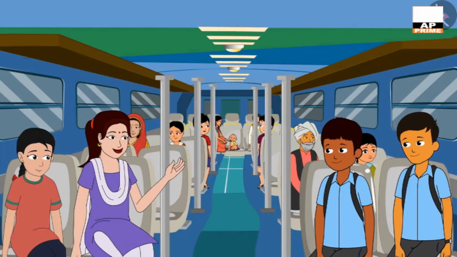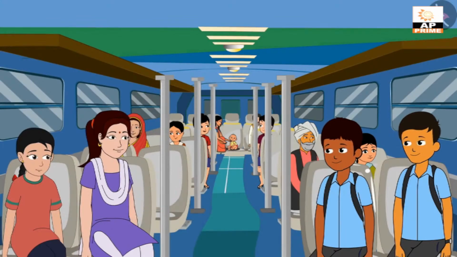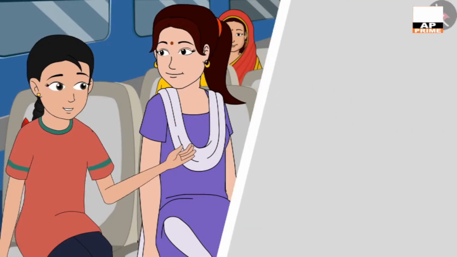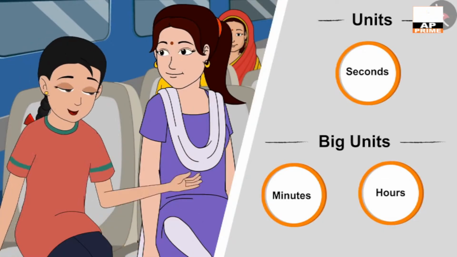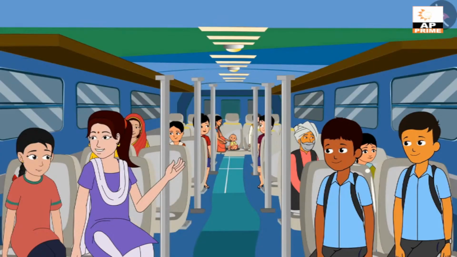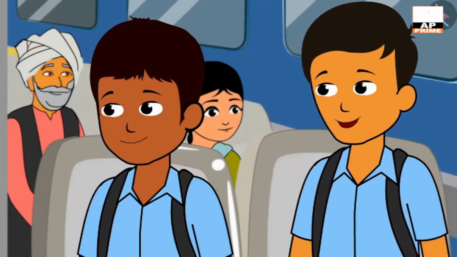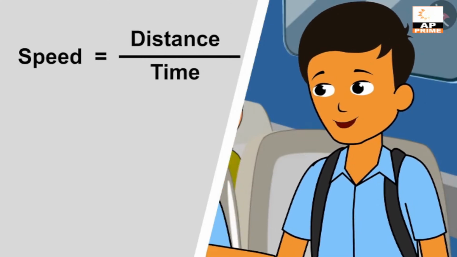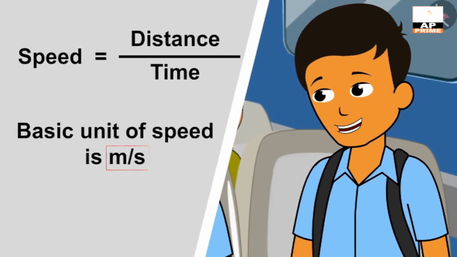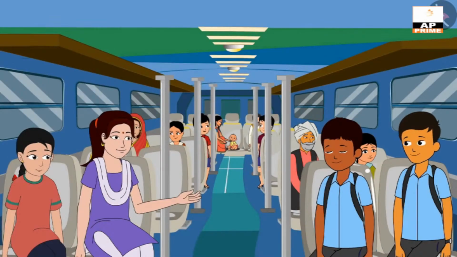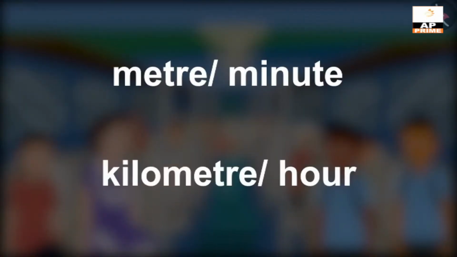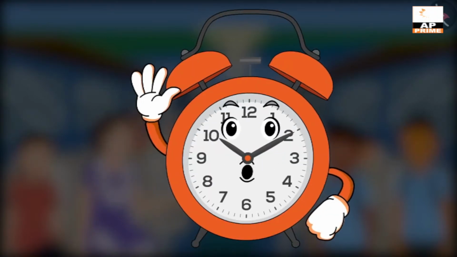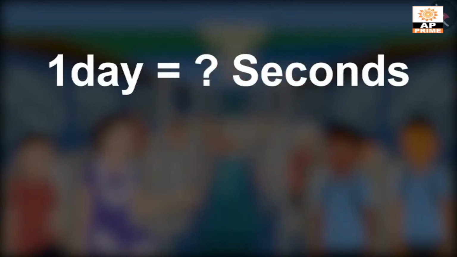Correct answer. Do you know how the units are related to each other? Didi, the basic unit of time is seconds and the big units are minutes and hours. And what is the root unit of the speed? Didi, because speed is equal to distance upon time, that's why meter per second is the basic unit of speed. Well done. And it is also expressed in other units, meter per minute or kilometer per hour. Can you tell how many seconds are in a day and how many hours in a year?